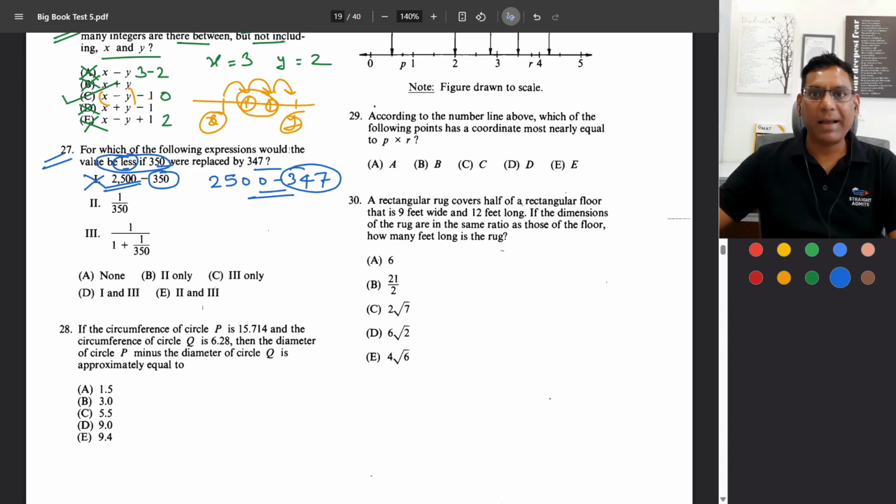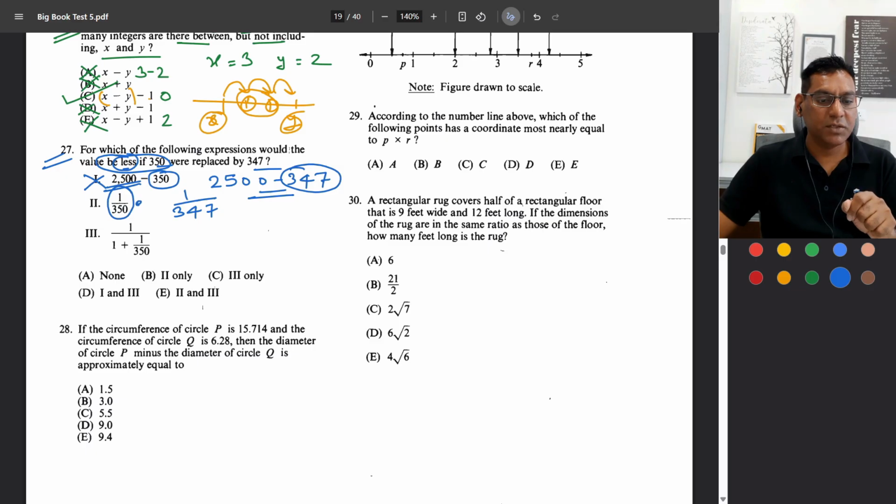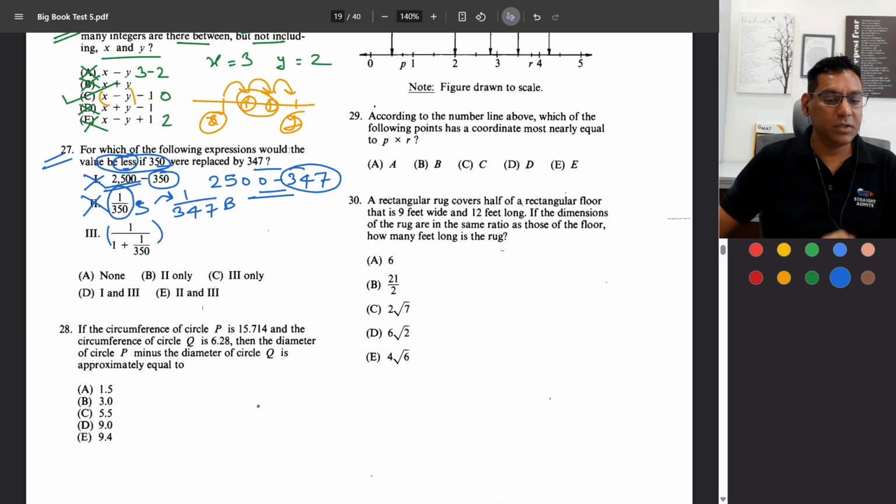You could also do the math and do it, but I'm telling you logically. 1 by 350, if I compare that with 1 by 347, right? The numerator is the same. That means the bigger the denominator, the smaller the number. So this number is going to be small. This number is going to be big. The value in fact goes up. I want it to go down. So this also doesn't help me. Okay. Now let's look at this. This seems a little confusing. Let's look at this.